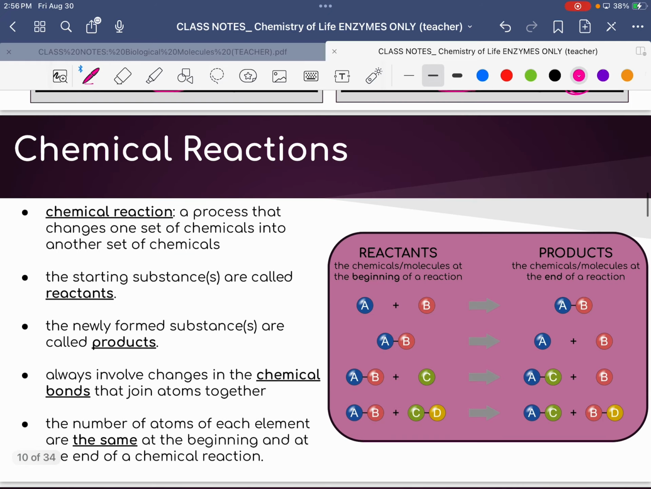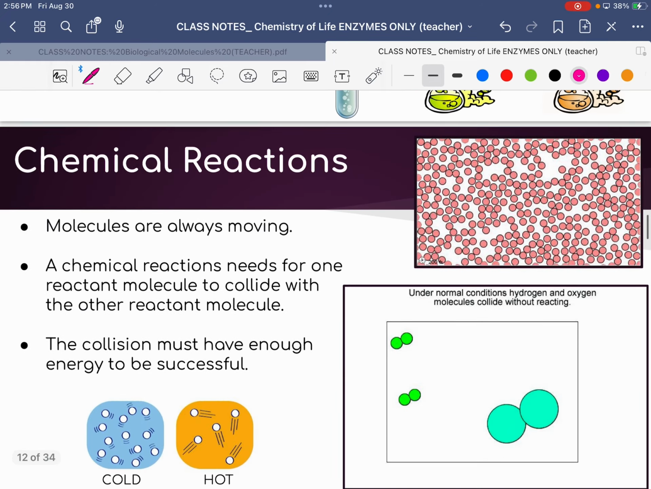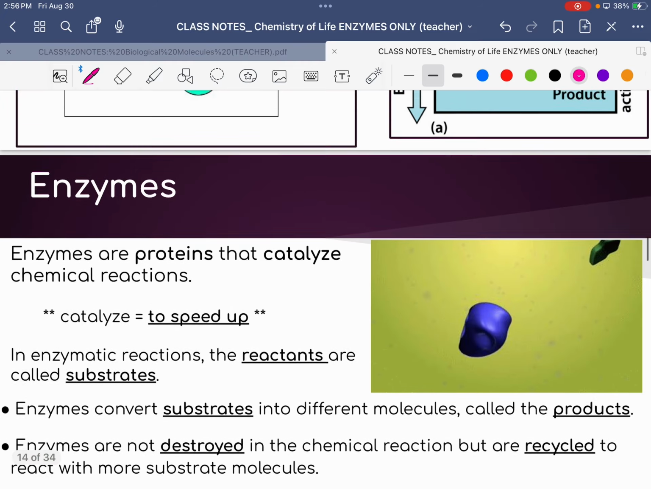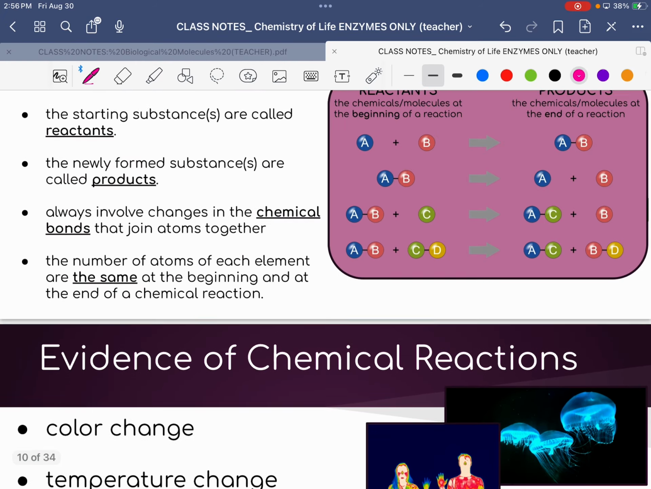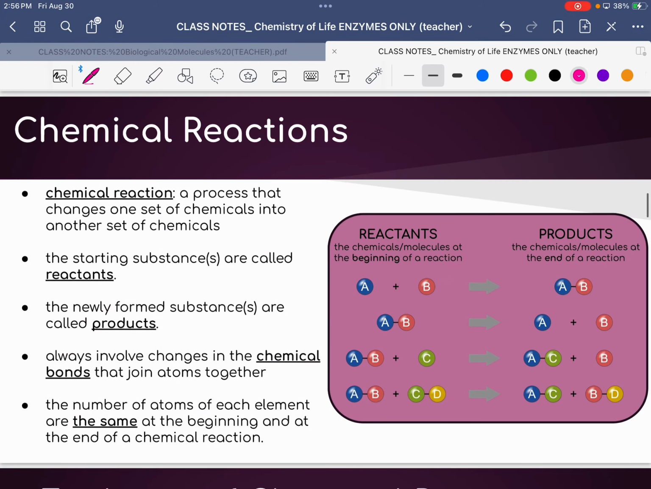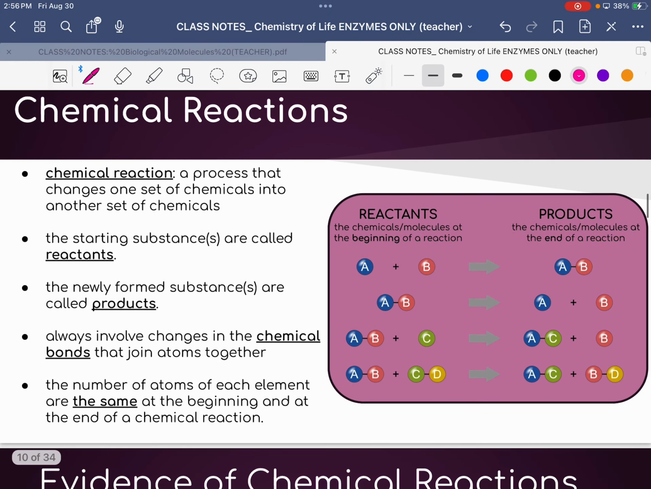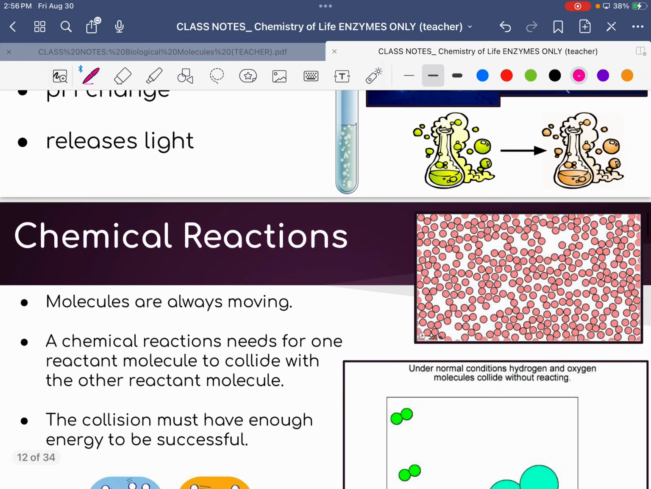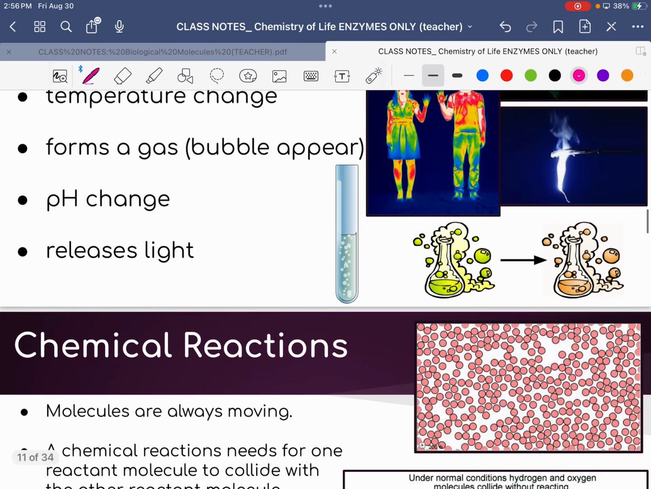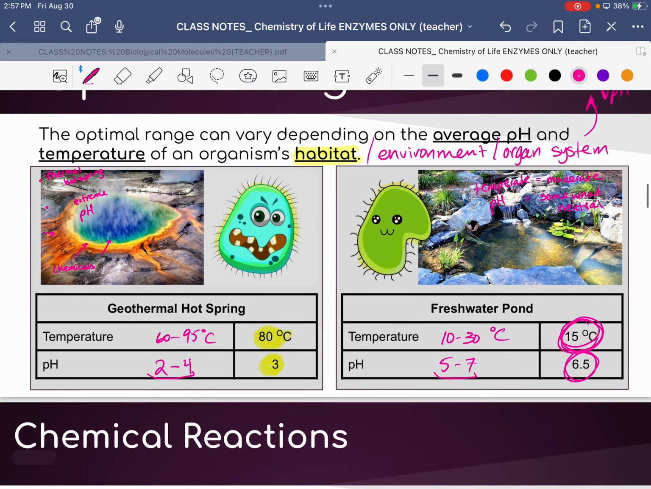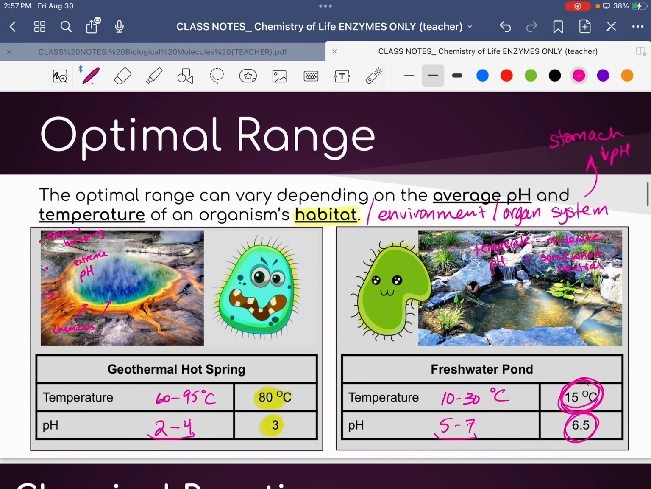Okay. Anything else we want to say about that? All right, now we're getting into some different stuff here. Let's end it there. So next time we'll talk about chemical reactions and how they relate to enzymes. But for now, we'll just end it with optimal range.